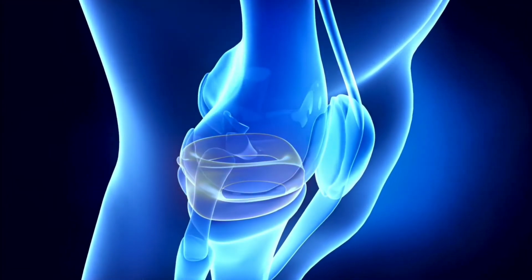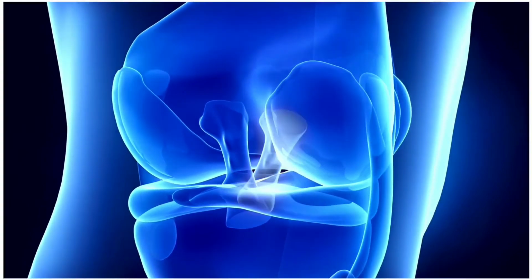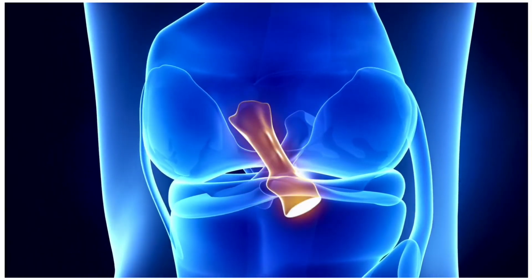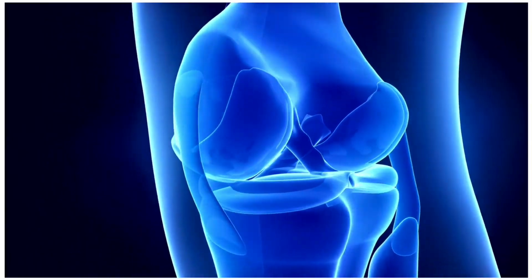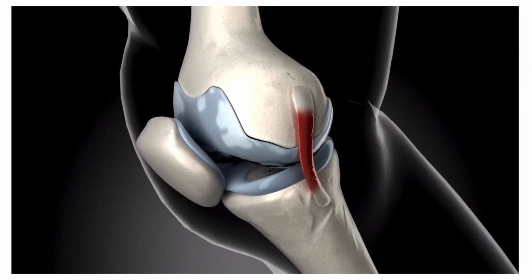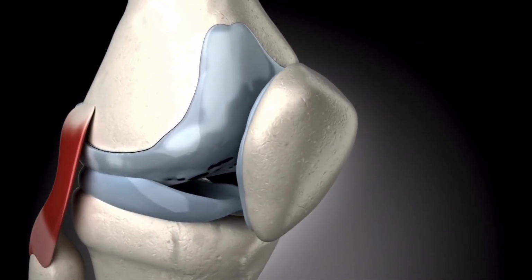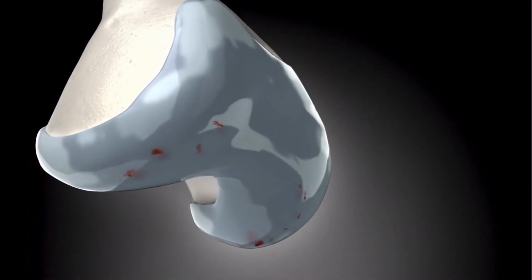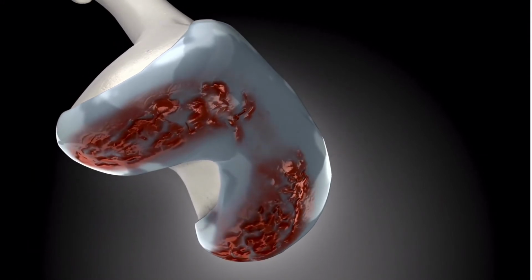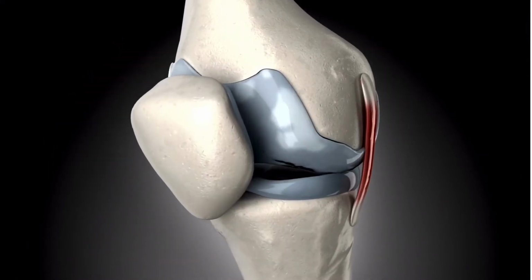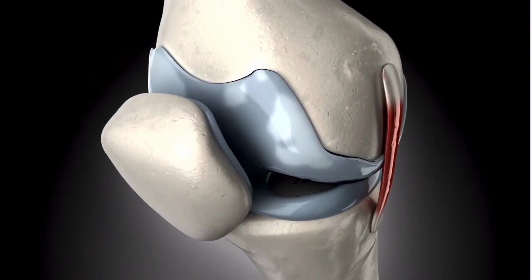In OA, what happens is that the cartilage gets worn out, which means that your bones have lost some of that cushioning. In more severe cases, all of the cartilage may be worn out, and this can cause bone spurs to grow, which can restrict the movement in your knee. OA can also present in other body parts as well, such as the hips, the spine, and the hands, but for today we'll focus just on the knee.